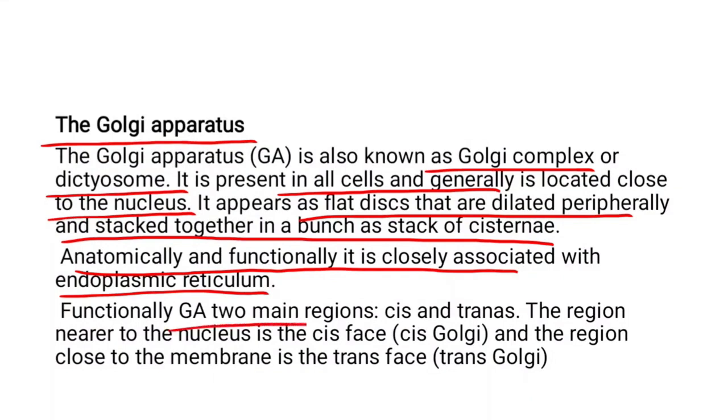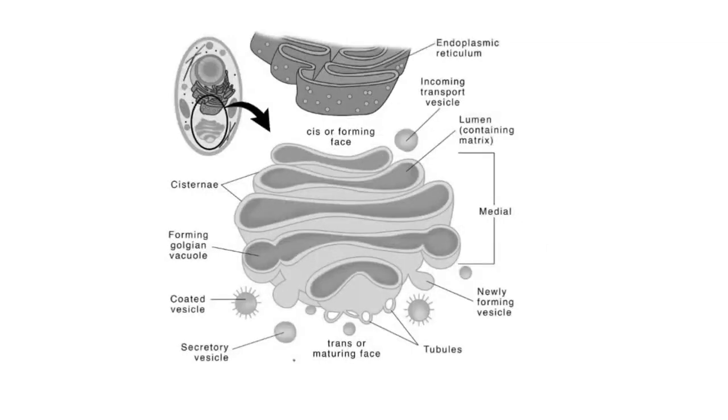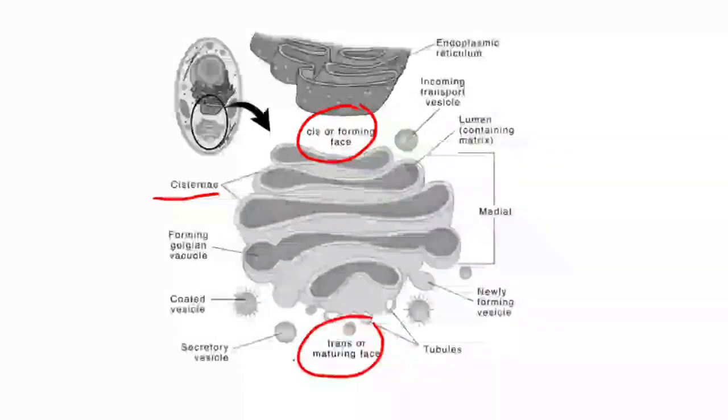Functionally, the Golgi apparatus has two main regions, cis and trans. The region nearer to the nucleus is the cis phase, and the region close to the membrane is the trans phase, that is trans Golgi. So this is the structure of the Golgi apparatus, which is a folded structure made of cisternae, and the side facing towards the nucleus is called the cis phase, and the side facing the membrane is called the trans phase.